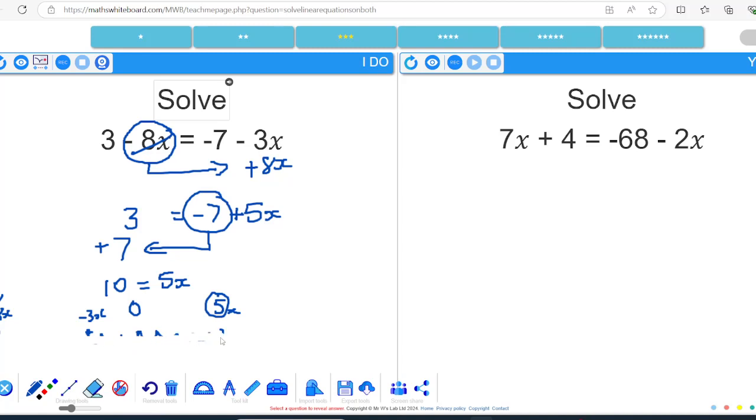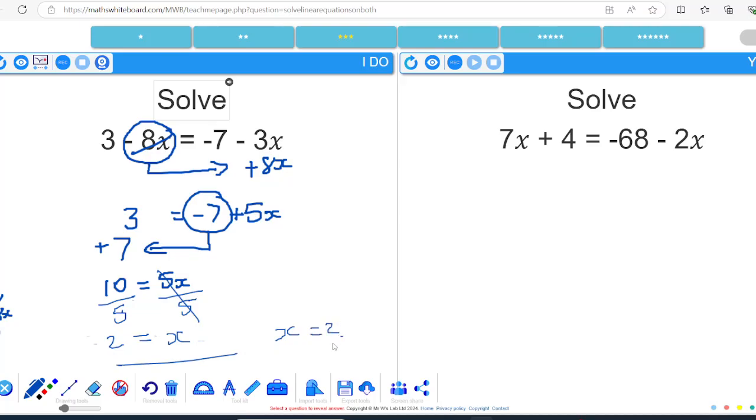Okay, so if that equals 5 lots of x, we want to find out what 1 lot of x equals. So to do that, we're going to divide through by the 5. 5 goes into 5 once, so I've got 1 lot of x. 5 goes into 10 twice, so x equals 2. And remember I said that it didn't matter which side the x was on. That's exactly the same as writing x equals 2.